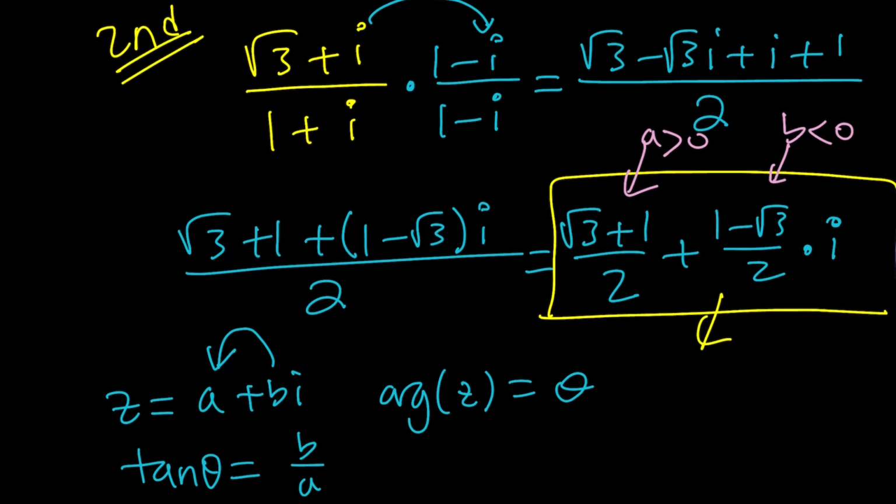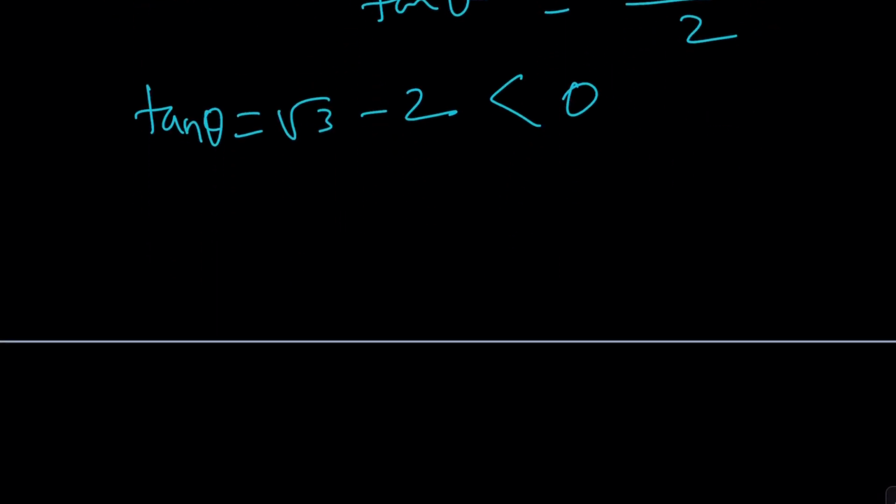So that's going to be an angle between 270 degrees and 360 degrees, or 3 pi over 2 and 2 pi, or negative pi over 2 and 0. Makes sense? Depending on how you express it. But we are in the fourth quadrant. Awesome. Now let's go ahead and see how we can handle this, right?